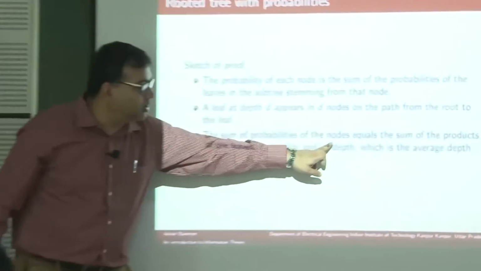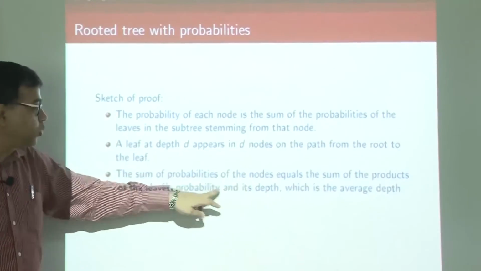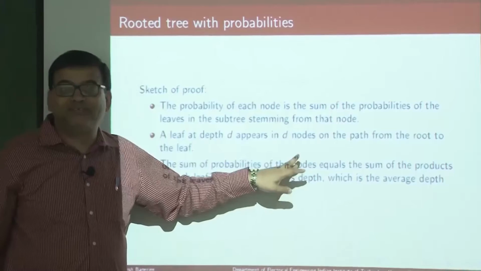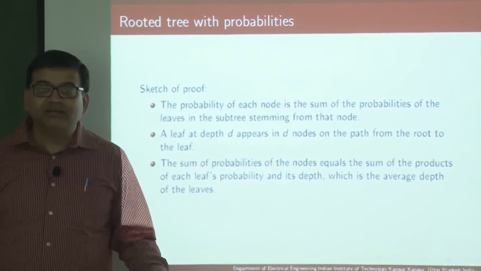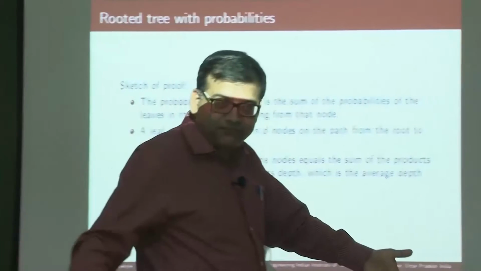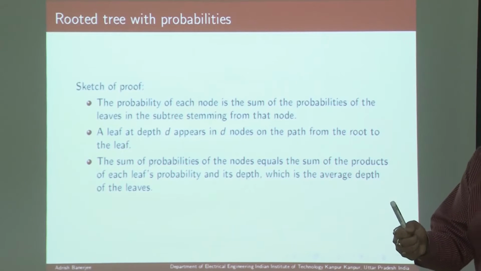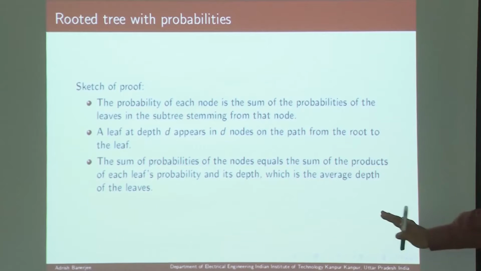So if I sum up all the nodes including the root node, what I am going to get is the sum of the product of each leaf's probability multiplied by its depth, and that is nothing but the average depth of the leaf. Fine. So the path length lemma says if I want to find the average depth of the leaves, I just need to add up all the nodes' probabilities including the root node, and remember I am adding the probabilities of the nodes, not leaves. Is this clear?